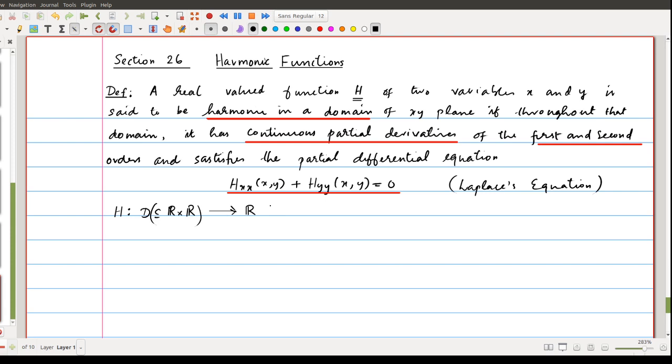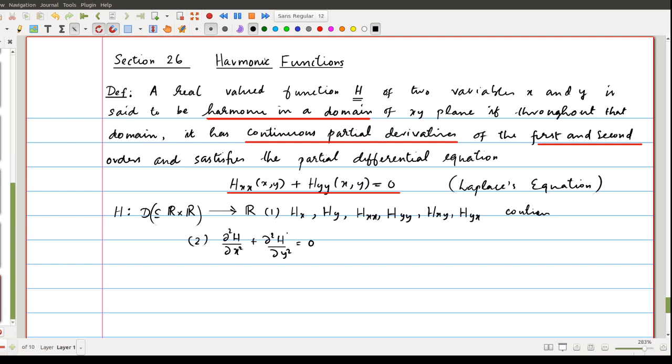Then all the partial derivatives, say hx, hy, hxx, hyy, and hxy, hyx, all the second order partial derivatives should be continuous throughout that domain. And we have the partial derivative dou square h by dou x square plus dou square h by dou y square should be 0 at all points. If these two conditions are satisfied, then h is said to be harmonic. So this is the definition of a harmonic function.